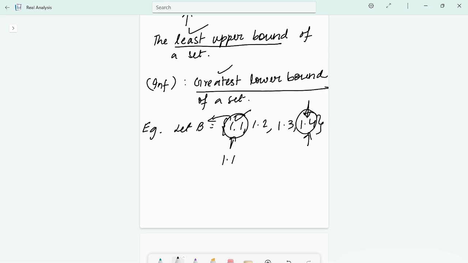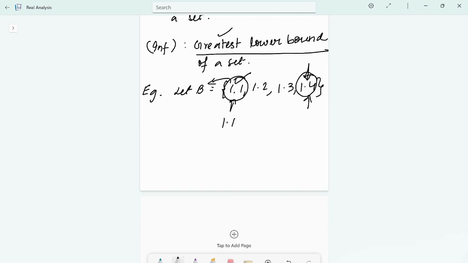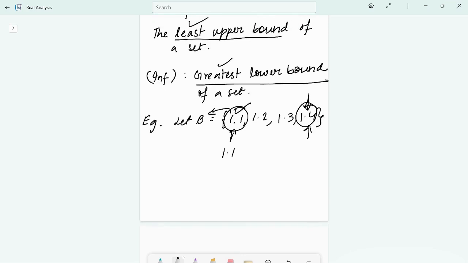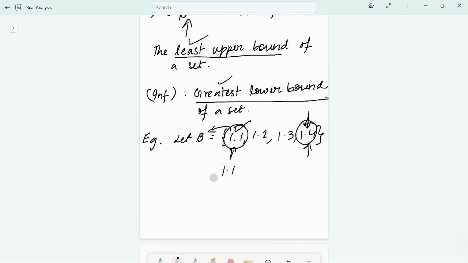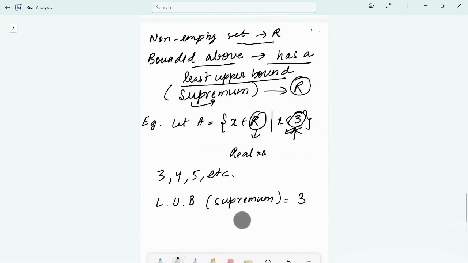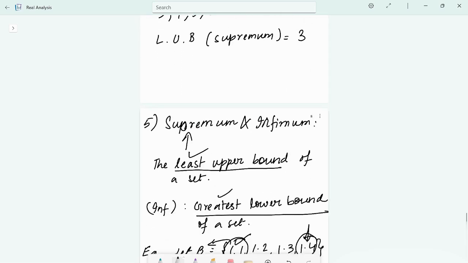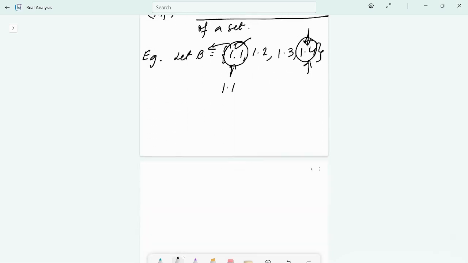All right? Even if maximum or minimum are not in the set, supremum or infimum can still exist. This is what I mean. Like here in this example only, 3 was not included. Even though 3 was not in A, 3 was the supremum. So this is what I mean. Now, why does this concept matter? It is used to define limits, completeness, and boundedness in analysis.